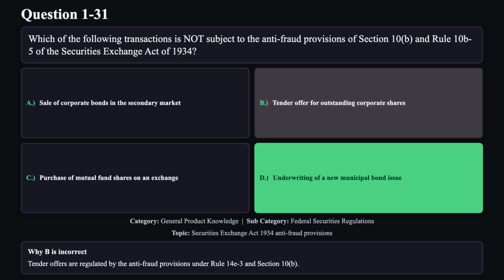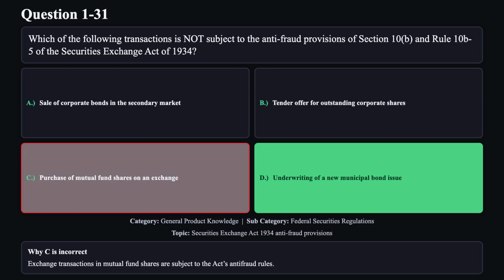Reason B is not correct. Tender offers are regulated by the anti-fraud provisions under Rule 14e-3 and Section 10(b). Reason C is not correct. Exchange transactions in mutual fund shares are subject to the Act's anti-fraud rules.